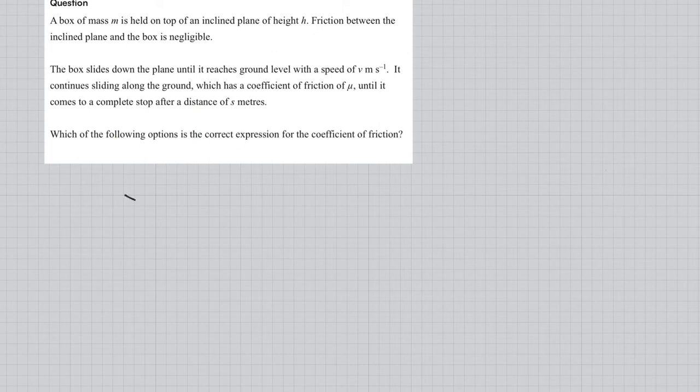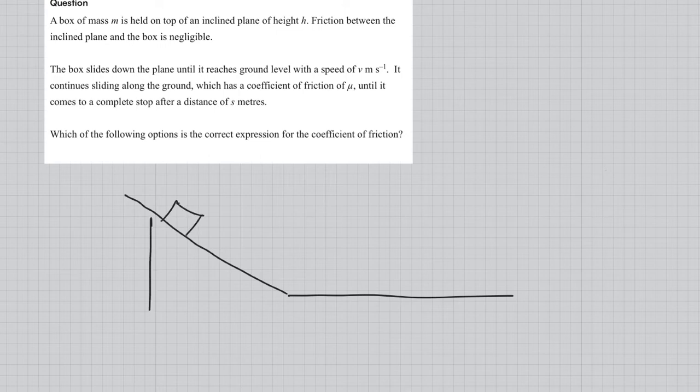So let's look at this question. Here's our ramp. Here's our slide. We're going to have our box at the top of the ramp at some height h. So this is the height h right here. It's going to slide down the ramp until it gets here, and at this point, it's going to hit friction. Because of that, it's going to come to rest here at the very end. So our final velocity is 0.